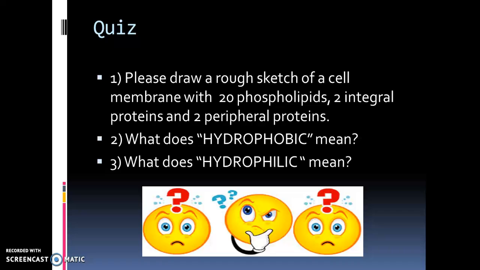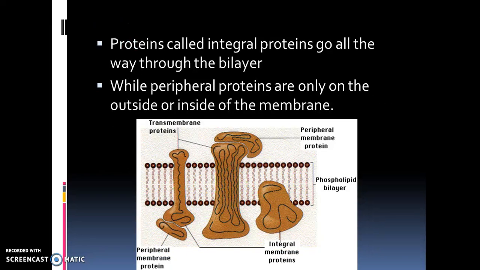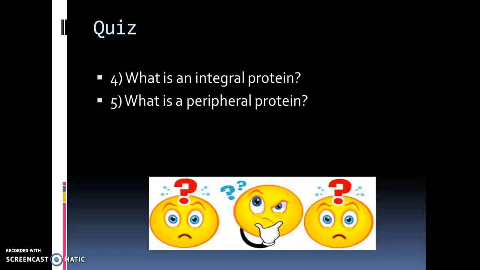Pause it. Now, proteins called integral proteins go all the way through the bilayer. All the way through here. While the peripheral proteins are only on the outside or the inside of the membrane. See, this peripheral protein right here is on the outside or inside. These are integral proteins because they go into the membrane, and transmembrane proteins go all the way through. There you go. What's an integral protein? What's a peripheral protein? I think you got that. Hit pause.